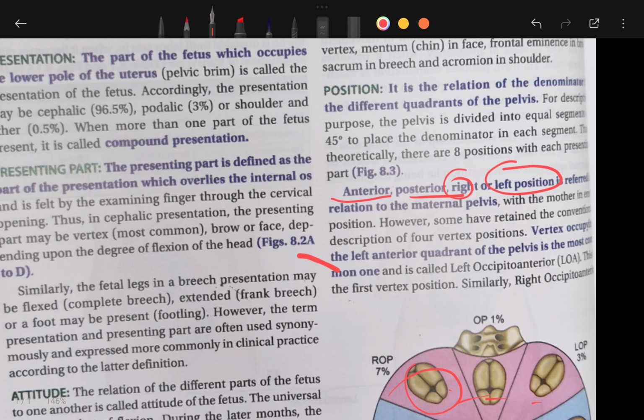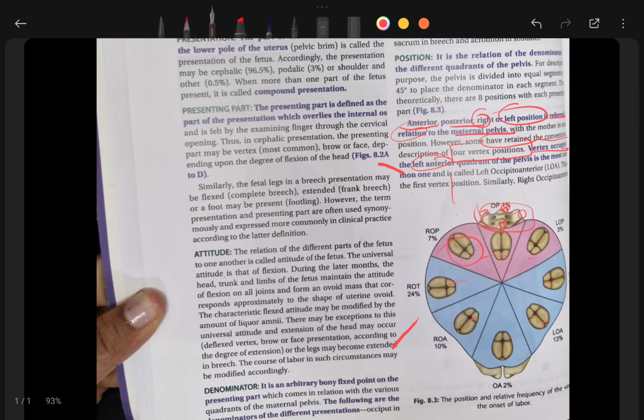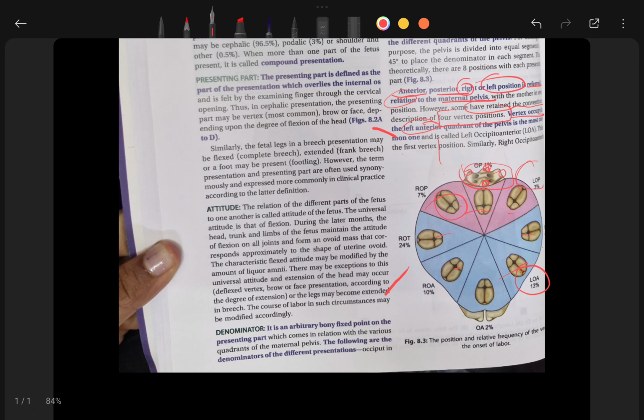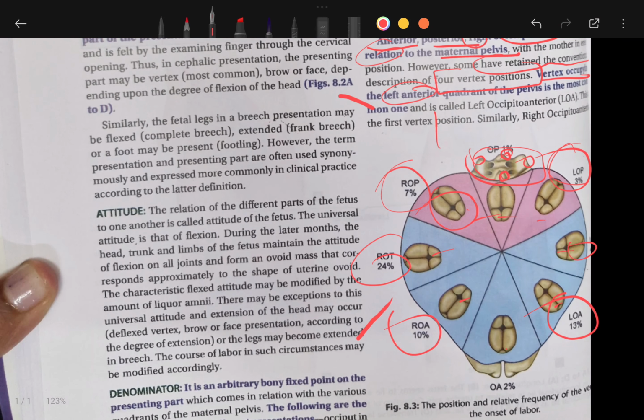Anterior, posterior, right and left position is referred to in relation with the maternal pelvis. With respect to the maternal pelvis, whether it is present anterior, posterior, right or left. However, some have retained conventionally, for descriptive purposes, only 4 vertex positions. Only these 4. Vertex occupies the left anterior quadrant. This is the left anterior quadrant. Left anterior, this is left posterior, right posterior, right anterior, and right transverse, left transverse, and this is anterior and this is posterior.